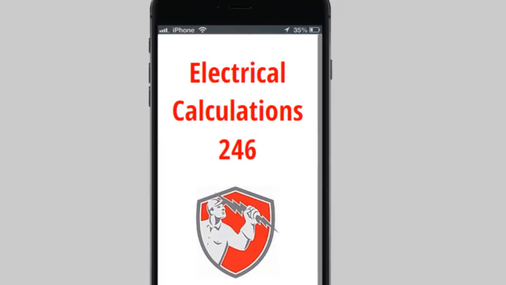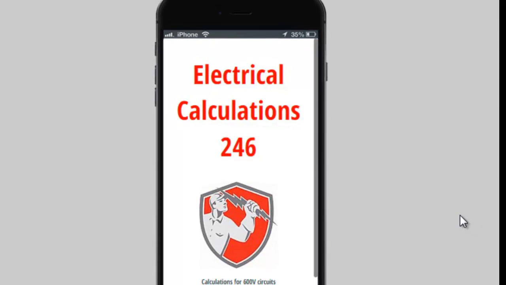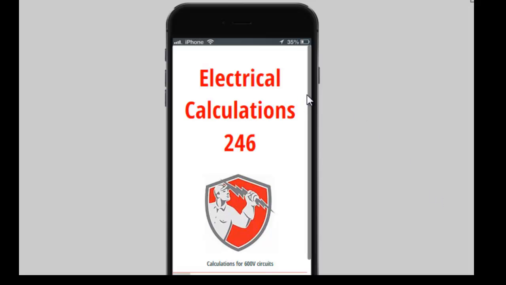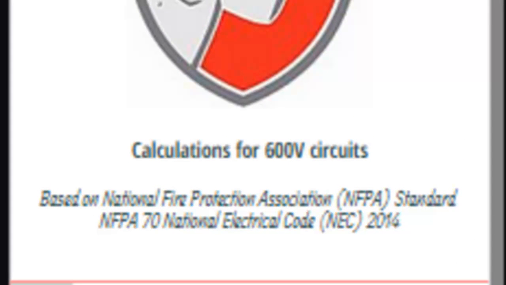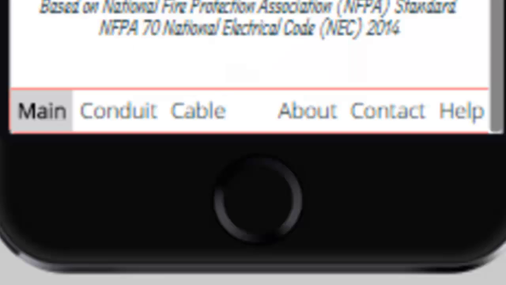etechtraining.com. My project focuses on electrical calculations, which would be relevant to electricians and engineers. The objective here is to allow us to make on-the-fly changes to our designs. So here we see that the scope of the project is limited to calculations for 600-volt circuits, and that it's based on the National Fire Protection Association's NEC standard, which is the standard used in Barbados. And that's the reason for the 246 designation, which is Barbados's area code.